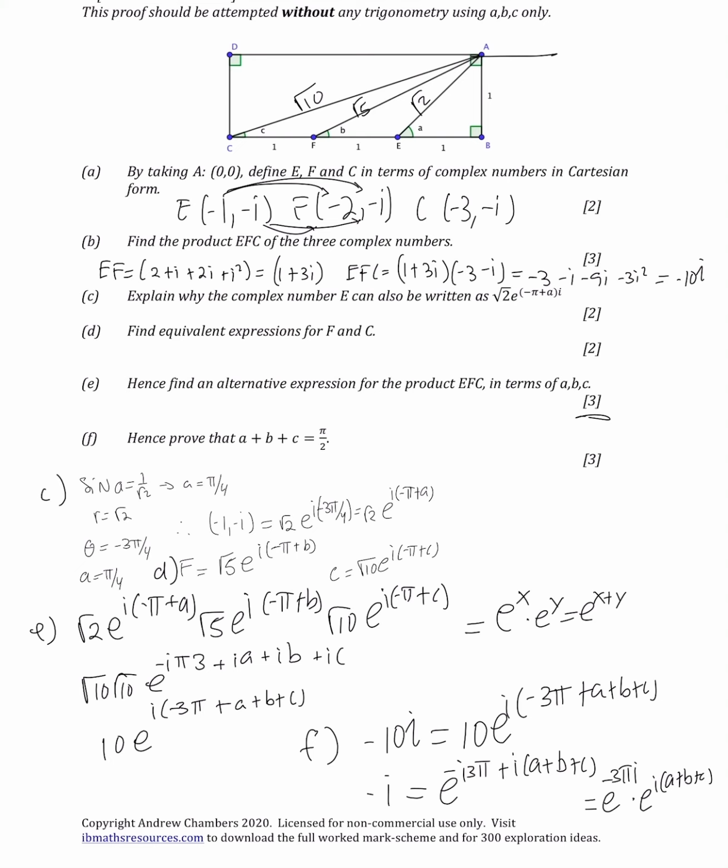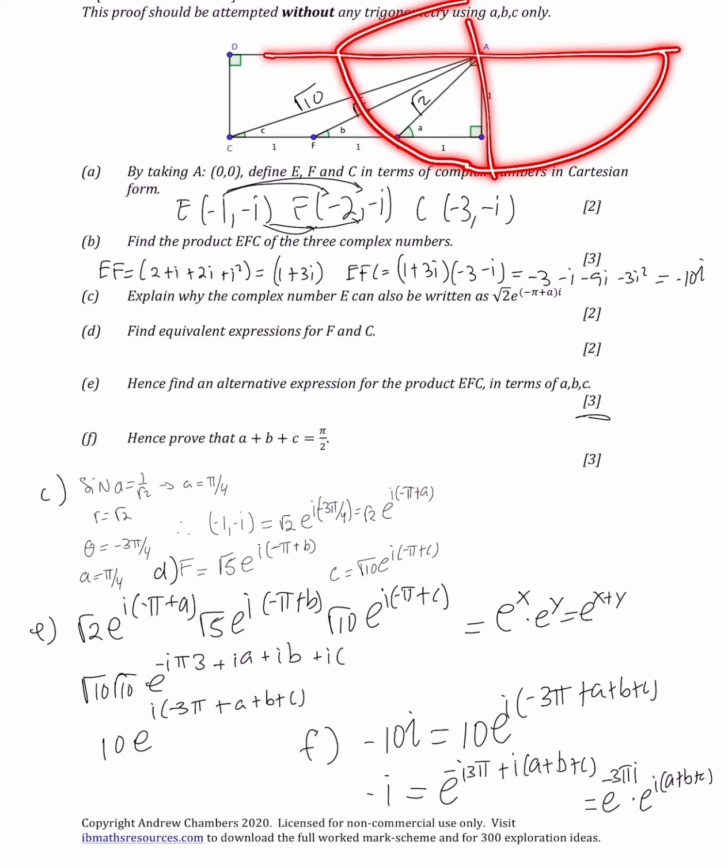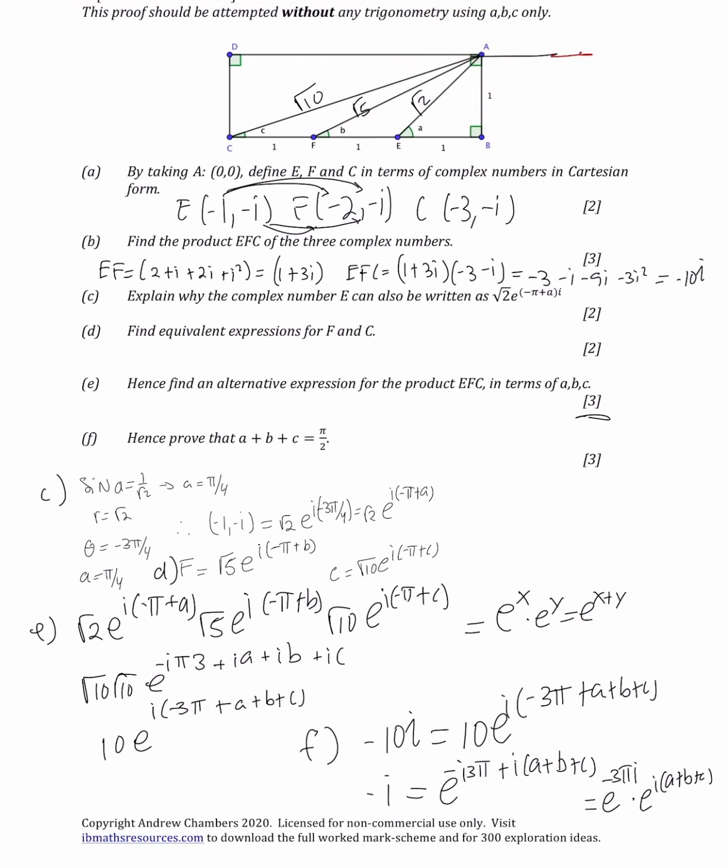E to the minus 3πi is, well, if I go back to our top right there, our ratio there is 1, so it's minus 1π, minus 2π, minus 3π, and that's just negative 1. So this was negative 1. All I need for this is for this to equal i. This has to equal i, and this is equal to i if A plus B plus C equals π/2.